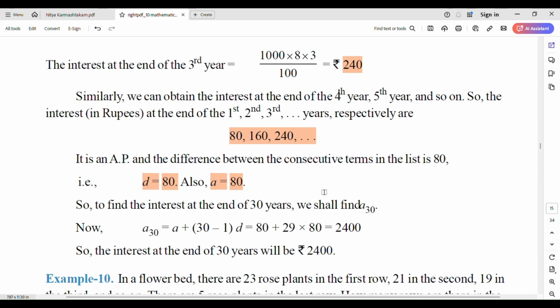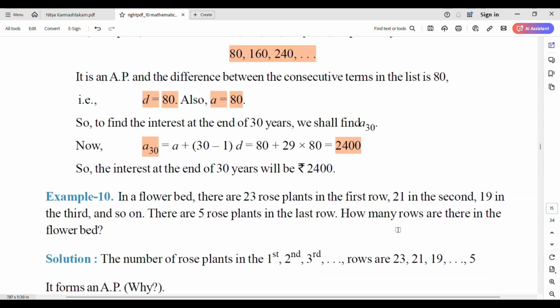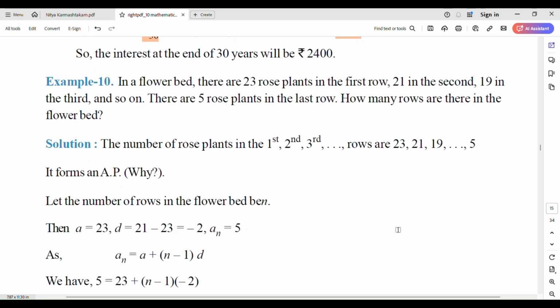Now the question asked is the interest at the end of 30 years. So simple. A of 30 equal to A plus 30 minus 1 into D, that is 80 plus 29 into 80, that is equal to 2400. This is the interest at the end of 30 years. Okay, another kind of example.